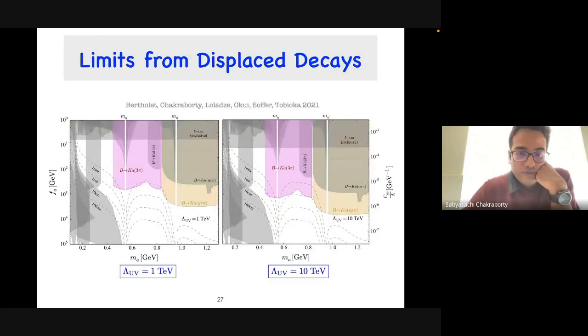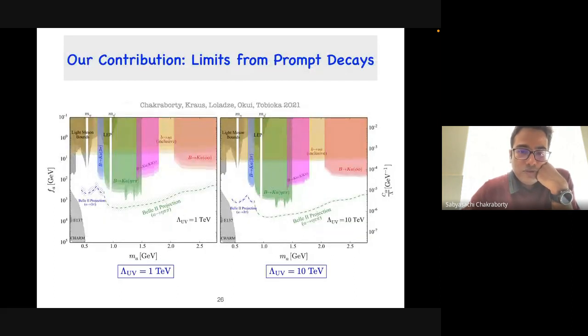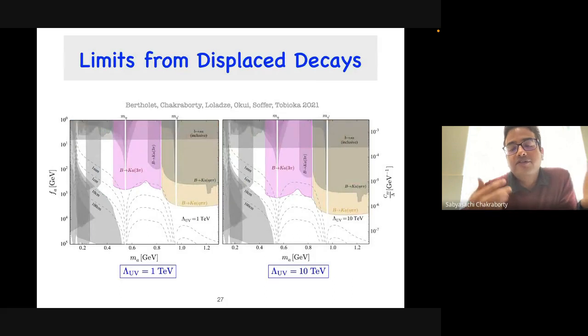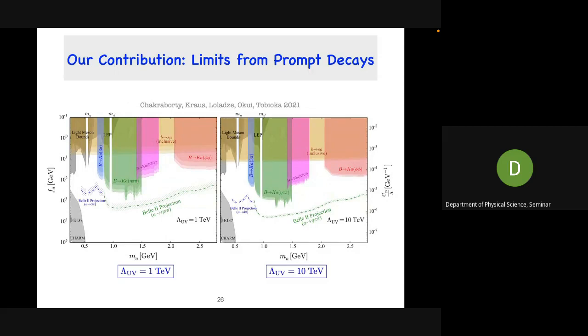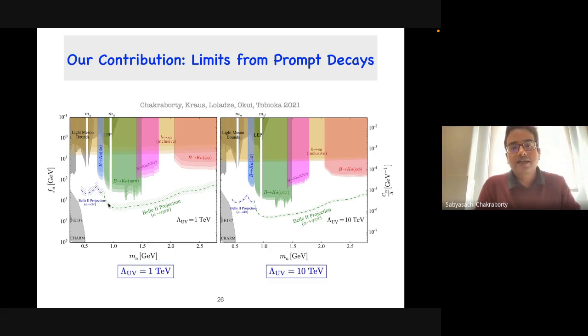Now, for this plot, we only considered axion prompt decays. Axion can have displaced vertices also. If I understand this plot, what is the statement? The statement is that Belle 2 is going to see all the way up to these green dotted lines. That's right. If Belle 2 finds any deviation from the standard background, then one explanation could be an axion, and then the axion decay constant would be around this range.